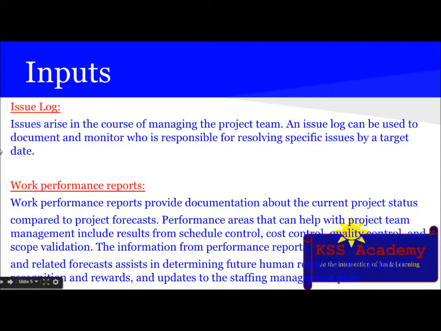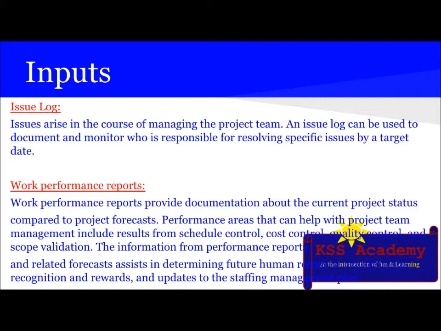The next input is issue log. Issues arise in the course of managing the project team. An issue log can be used to document and monitor who is responsible for resolving specific issues by a target date. Then is work performance report, which provides documentation about the current project status compared to project forecast.